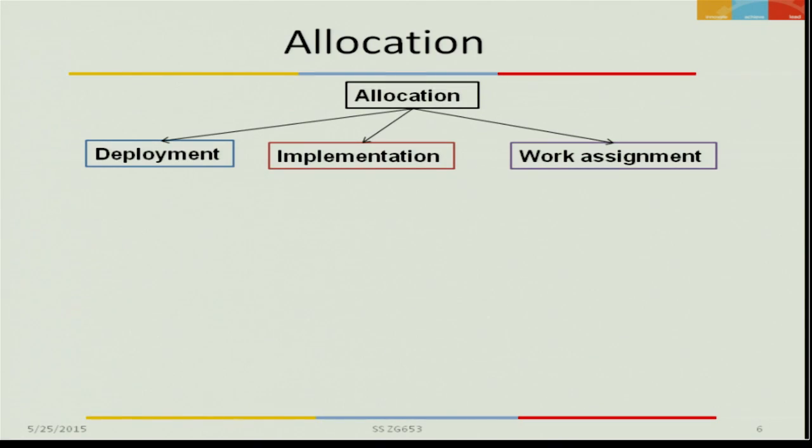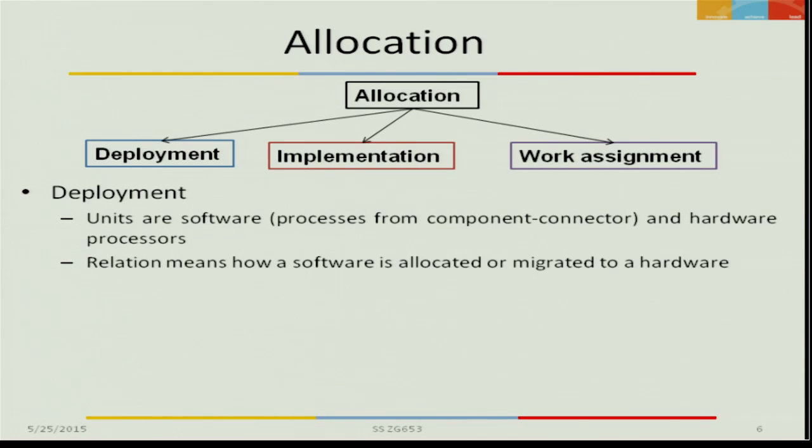Let's look at allocation structure. So allocation structure essentially has three important aspects. One is deployment, the second is implementation, and the third is work assignment. So deployment means that here it actually captures how units of software, which are essentially processes from component and connector, and units of hardware, which are processors, relate.